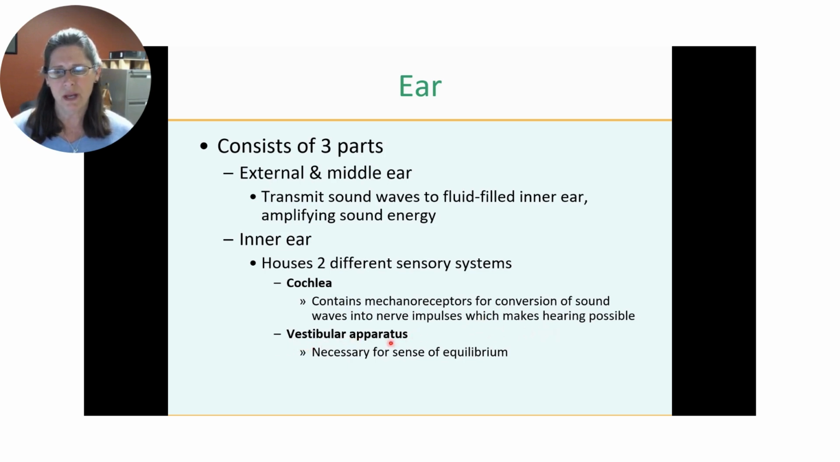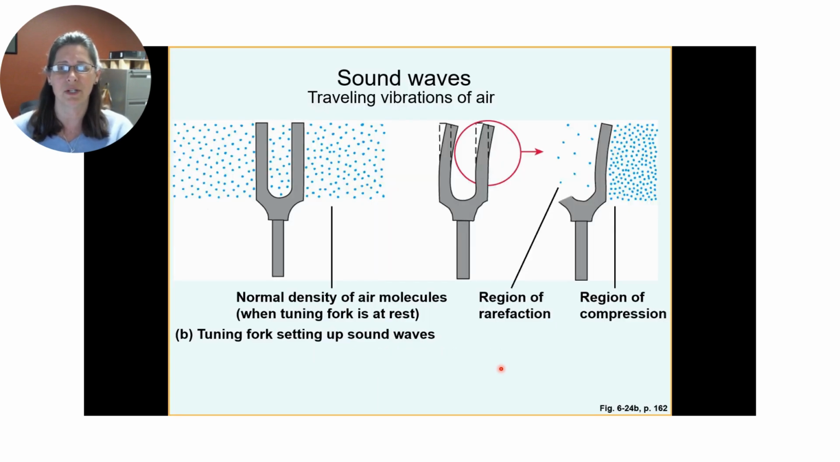We also have something called the vestibular apparatus. This is for equilibrium. I'm not going to cover equilibrium in this unit. We'll stick with hearing and the cochlea. Again, you learn about the anatomy in anatomy class. I'm not going to go through too much of that.